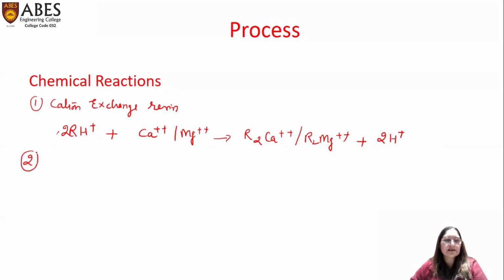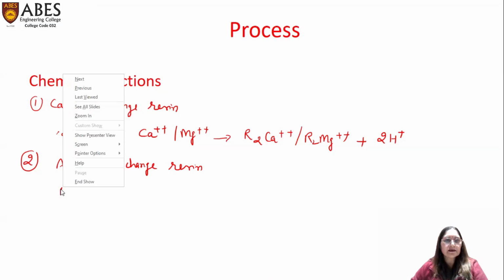And the second reaction is the anion exchange resin. After the cation exchange tank, water is passed through the anion exchange tank. All the anions like chloride ion and sulfate ions are taken up by the resin, and an equivalent amount of OH- ion is released from this tank to water.